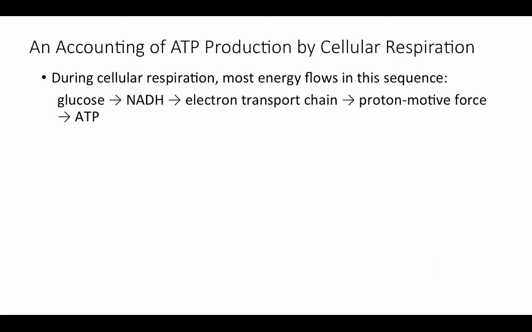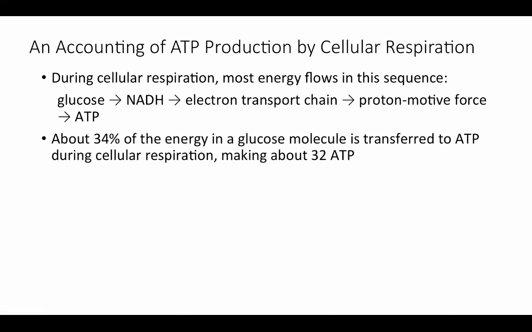So let's take a look at our net gain here in cellular respiration. During cellular respiration, most energy flows in this sequence: from glucose to NADH to the electron transport chain, which is going to generate this proton motive force to create ATP. About 34% of the energy contained in a glucose molecule is transferred in this way to ATP through all of these intermediates during cellular respiration. And this is going to net about 32 ATP per glucose molecule. That's going to vary somewhat for different reasons, which we will get to in a moment.